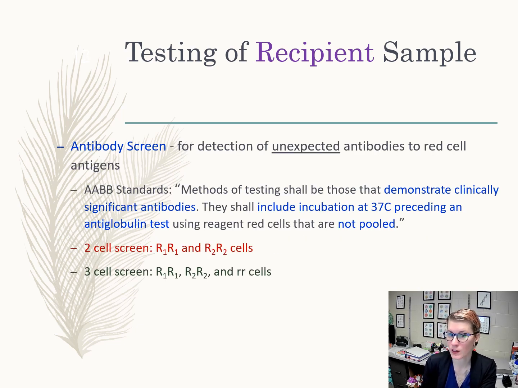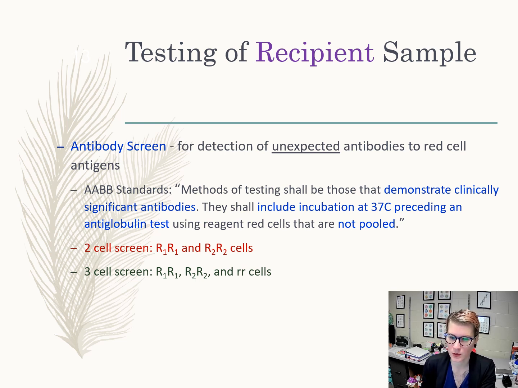Okay. You also need to do an antibody screen to detect any unexpected antibodies to red cell antigens. So the standard states: Methods of testing shall be those that demonstrate clinically significant antibodies. They shall include an incubation at 37 degrees Celsius, preceding an antiglobulin test using reagent red cells that are not pooled. The not pooled is significant because when we do the testing of the donor units, we can use pooled cells, but you cannot use pooled cells on patient testing.